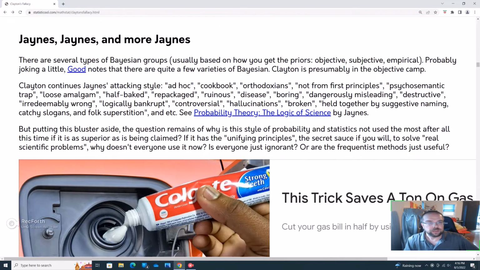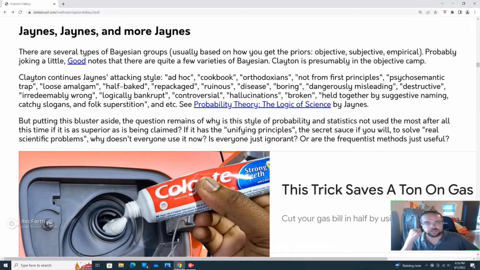So check that book. It's a really, really good book. Now, Clayton mentions Jaynes a lot. I just wanted to read some of these because I think the bluster and the kind of puffery is hilarious. Clayton refers to a frequentist jihad.